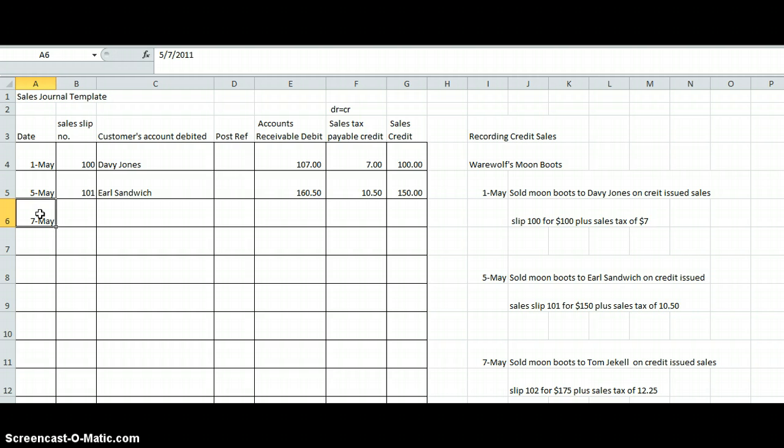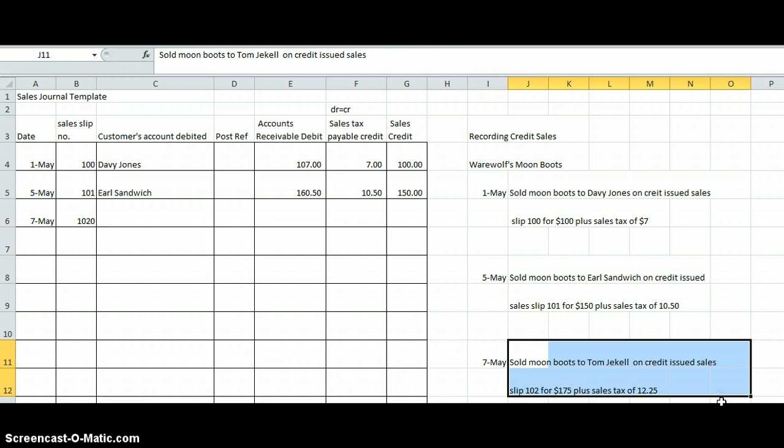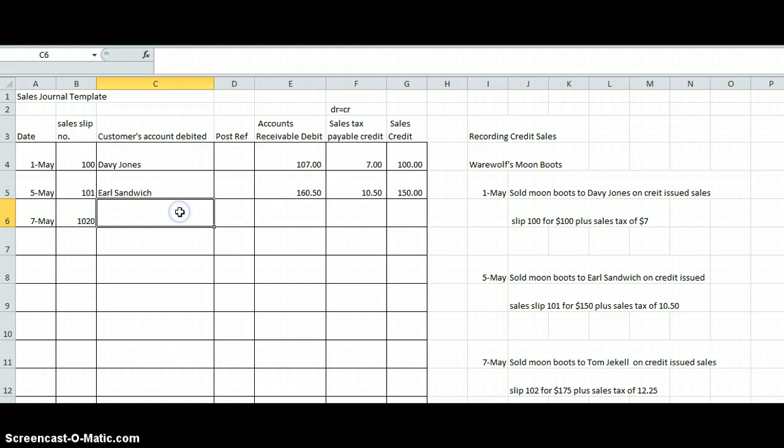So finally on May 7th, we had another sale. This was sales slip 102, and it said we sold moon boots to Tom Jekyll on credit for $175 plus sales tax of $12.25. So we'll put in Tom Jekyll's name here. We're not going to put anything in the posting reference because we're not posting. We're going to take the sale amount of $175 plus the tax amount of $12.25 for $187.25. Tom will owe us the entire amount, the sales price plus the taxes. We'll show that we owe a liability of $12.25 to the taxing authority and that we had sales of $175.